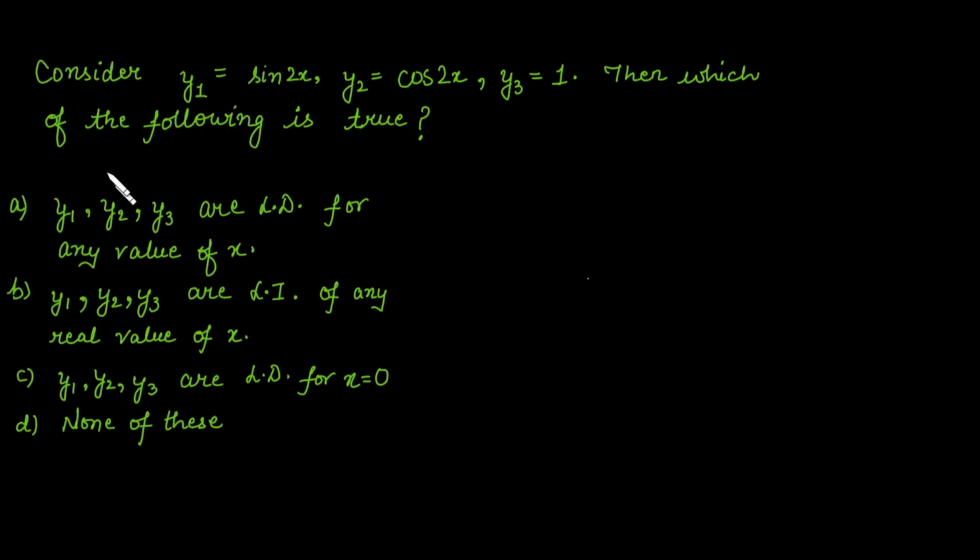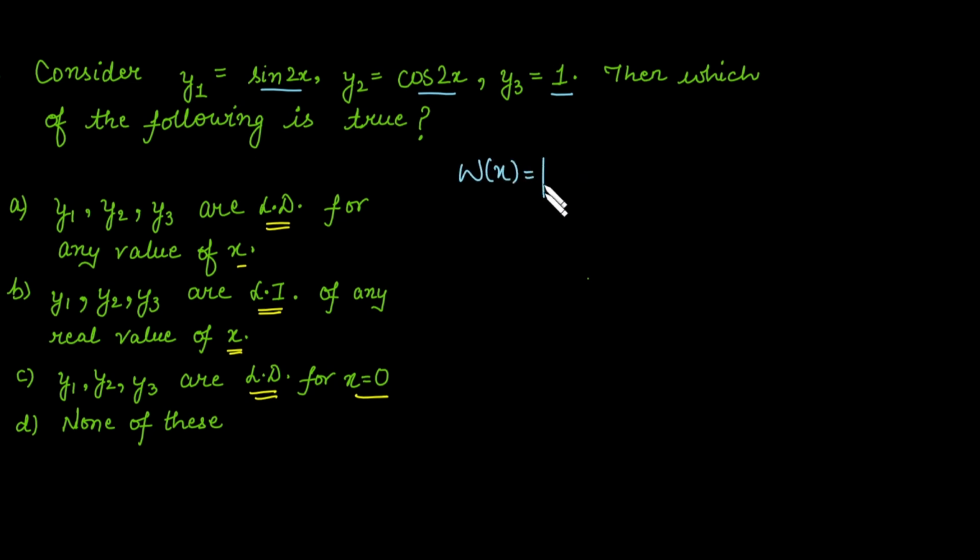Let's take this example. Consider y1 as sine 2x, y2 as cos 2x, and y3 as 1. These are the three functions. We need to find which of the following is true. That is, y1, y2, y3 are linearly dependent for any value of x, or they are linearly independent for any value of x, or they are dependent for x equal to 0, or none of these. So what we can do is find its Wronskian.